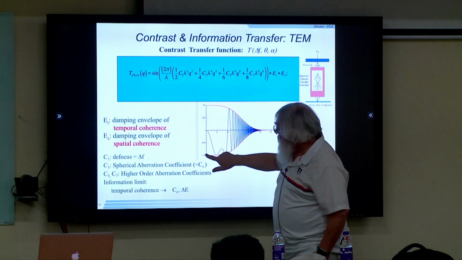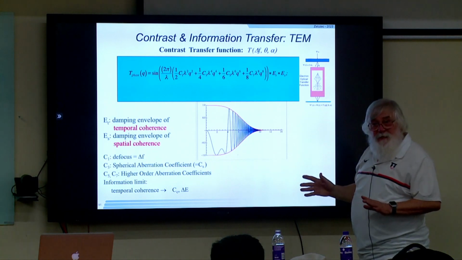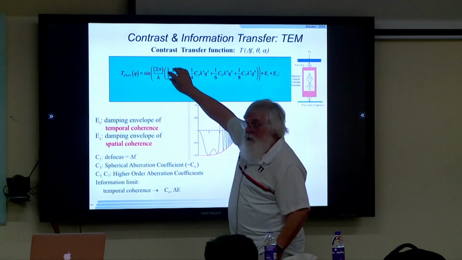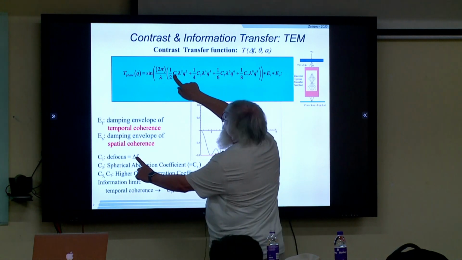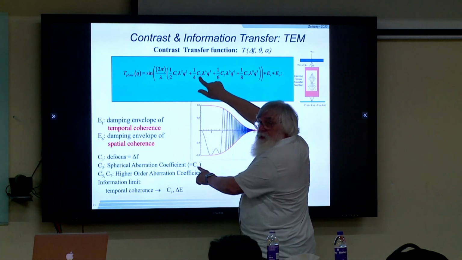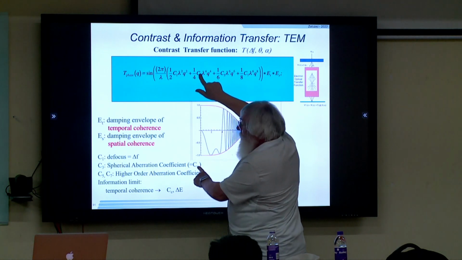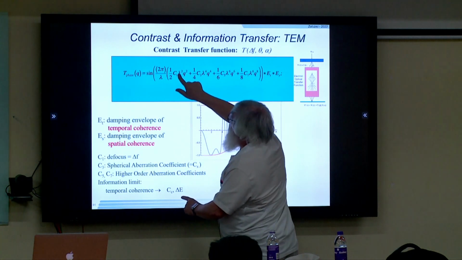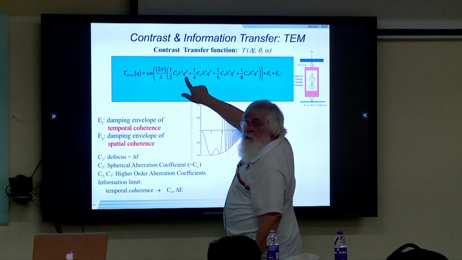That would be a contrast transfer function of unity. No losses. But in reality, because of all the terms in here, which consist of defocus and spherical aberrations, I use CS in the previous equations. Sometimes it's called C3 because it's the third order. And then there's higher order aberration coefficients. It's also a function of the energy of the beam, and it's a function of the scattering angle, Q.